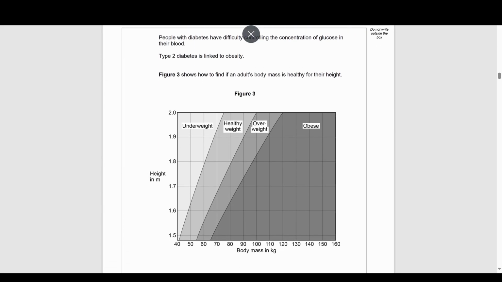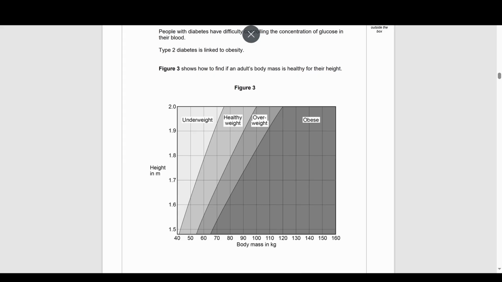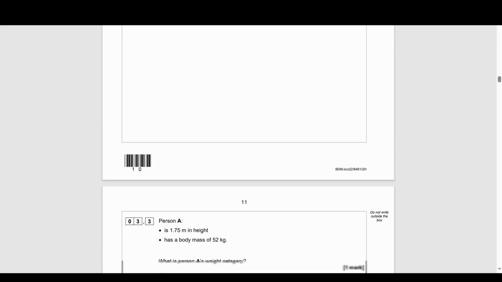People with diabetes have difficulty controlling the concentration of glucose in their blood. Type 2 diabetes is linked to obesity. Figure 3 shows how to find if an adult's body mass is healthy for their height. Okay, so we've got these different categories of weight and the relationship between the body mass and the height here.